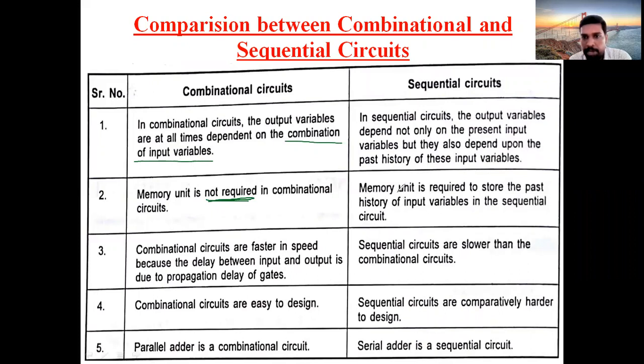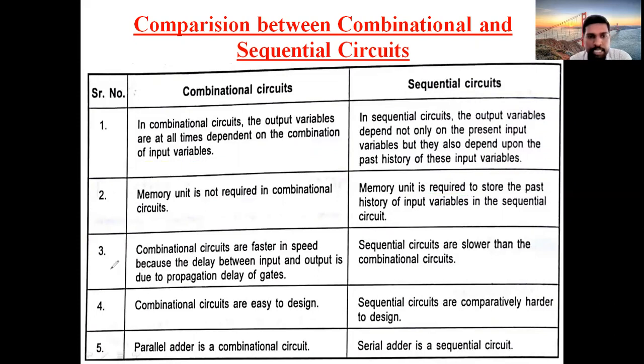But here, a memory unit is required. Why? Because in order to store the past history of input variables, which you can call the past output, a memory unit is required to store the past output in sequential circuits.